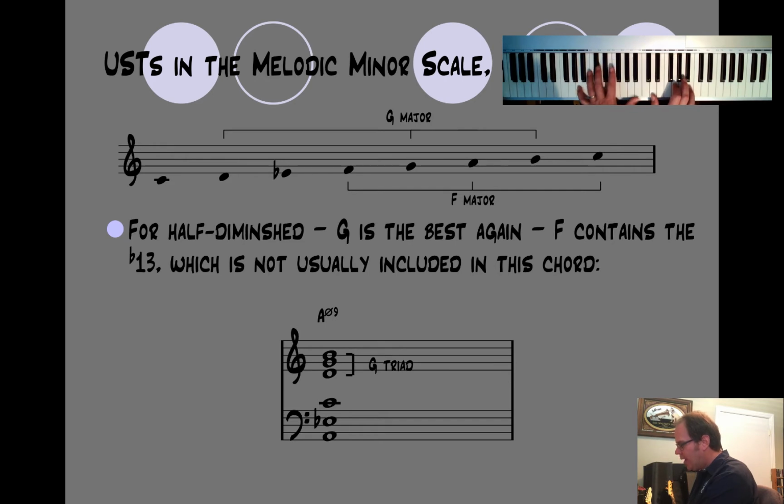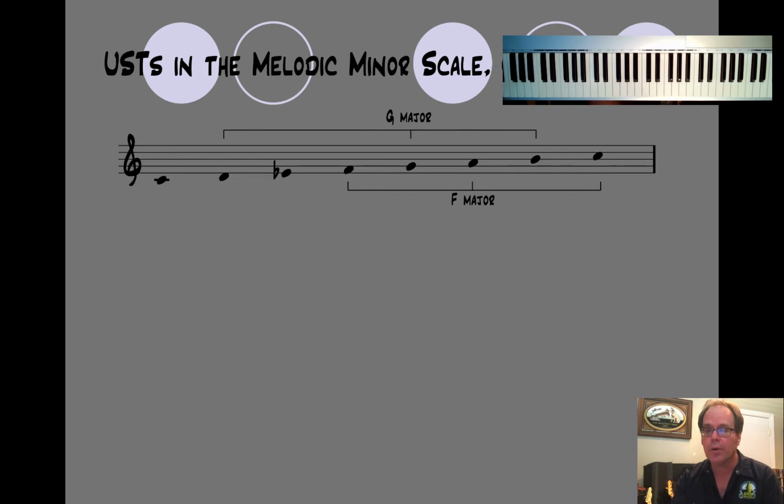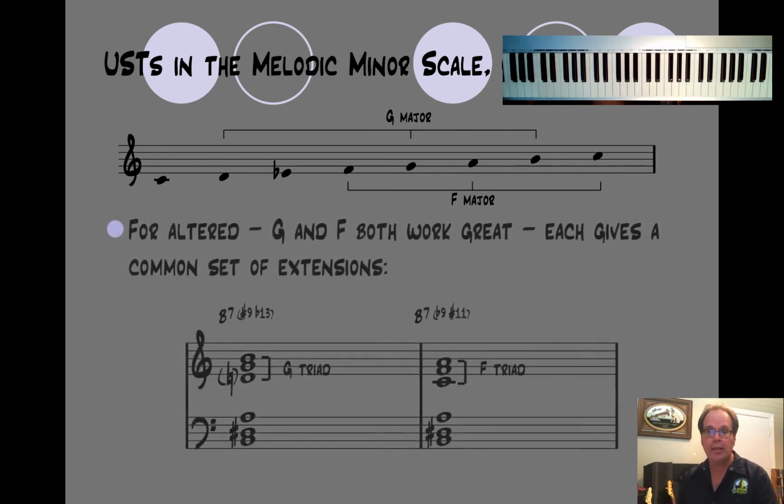Now we could try the F. It's not dissonant, but we don't usually associate a flat 13 with a half diminished chord. So we're going to leave that one out for now. Once again, melodically, it might work. And then finally, altered, the 7th mode of melodic minor, they actually both work great.